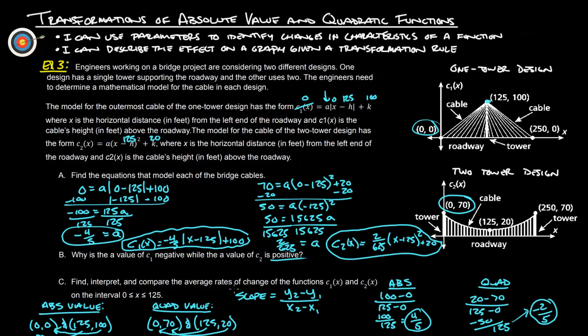Find, interpret, and compare the average rate. So one's positive, one's negative, right? The graph is increasing at a constant rate on the absolute value, while the graph is decreasing, not quite at a constant rate because it's curved, but from here to here, it's going down 2 for every 5 feet along the roadway we go, on average.